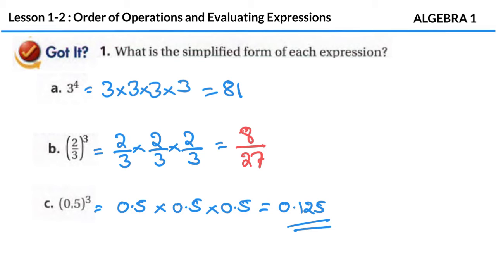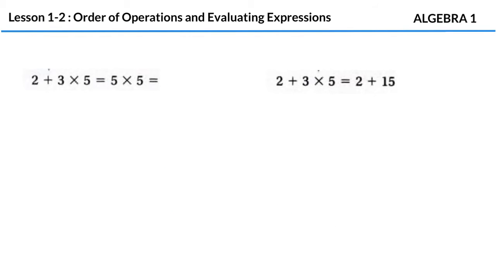Let's move ahead. Let us look at this problem: 2 plus 3 times 5. You might be thinking that you can do this in two different ways. In the first case, you might think, let me add 2 plus 3 first and then multiply it with 5, in which case you will end up getting 25.